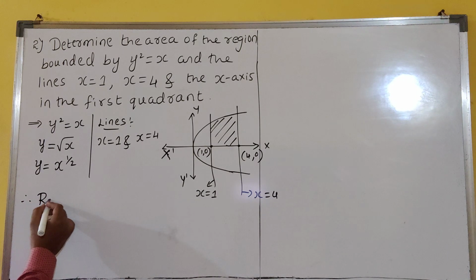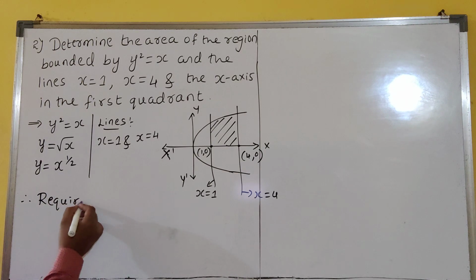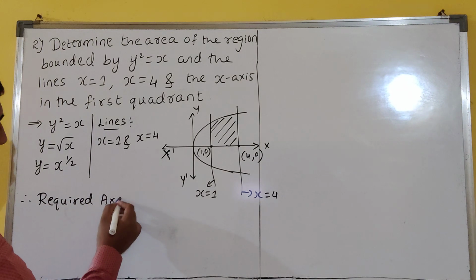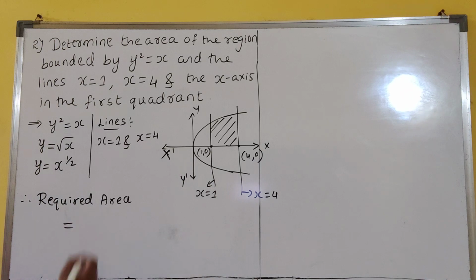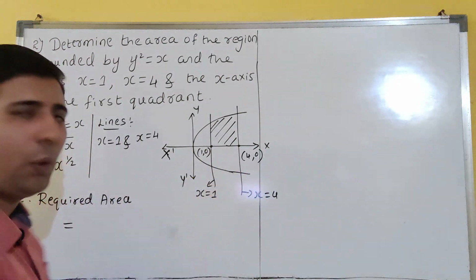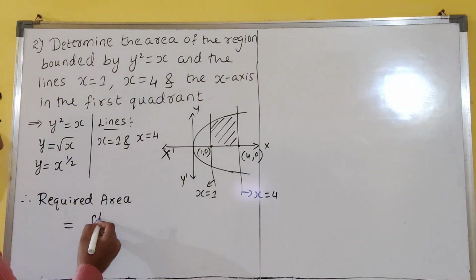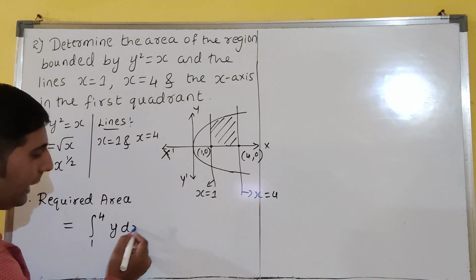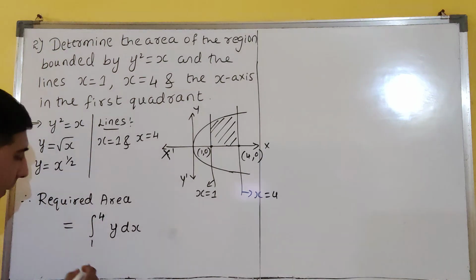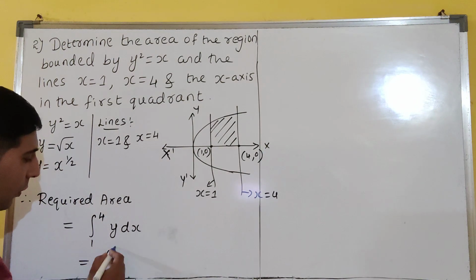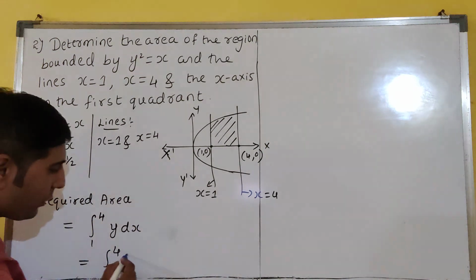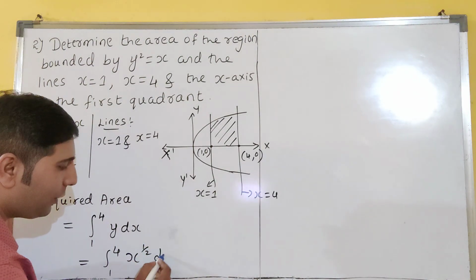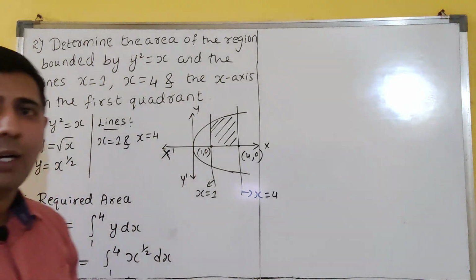Therefore, required area. RA also I can write, but for your understanding purpose, I will write in full. Required area from where to where? 1 to 4. What value are you using? Y value, no? Y into dx. Clear? What is the value of y, dear students? X raised to half or not? And you know integration of x raised to n is what?